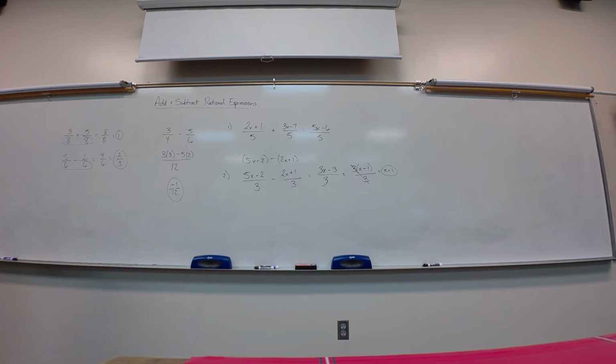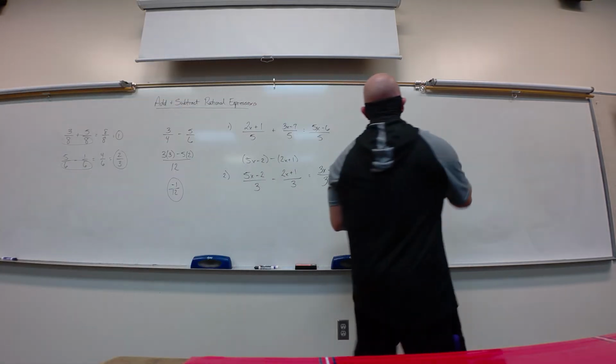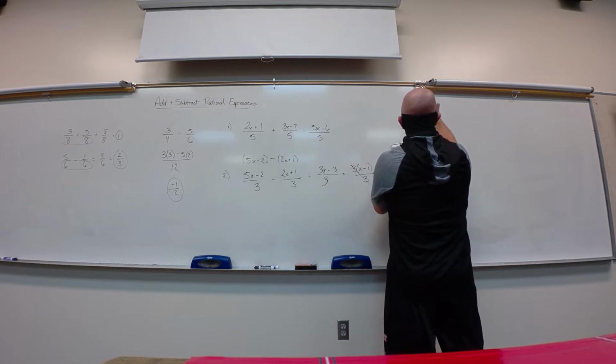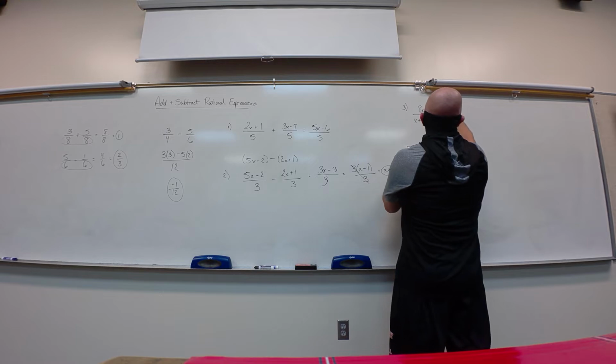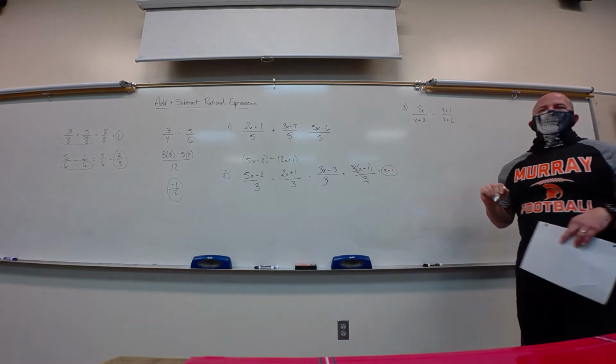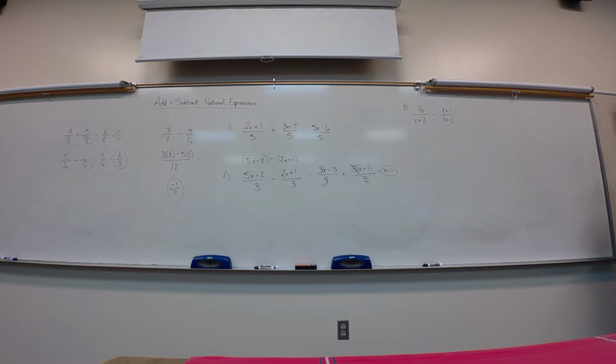So on those two problems, each one of those I have a numerical denominator. If I switch it to a variable denominator, something like 8x over x plus 2 minus x plus 1 over x plus 2, I'm not going to let it bother me. My concern is, are the denominators the same? And yeah, they are. They're both x plus 2's. No problem there. I have a common denominator.